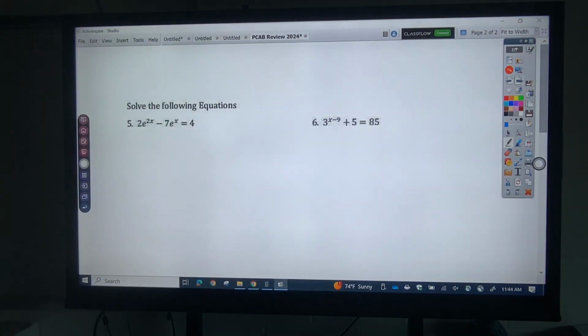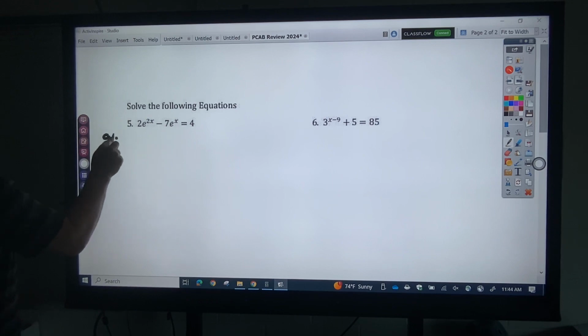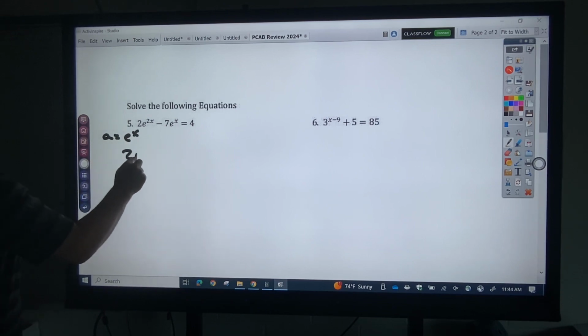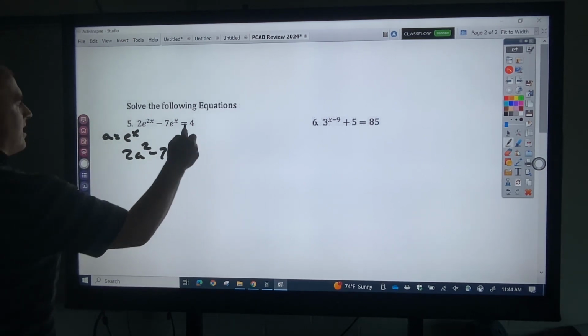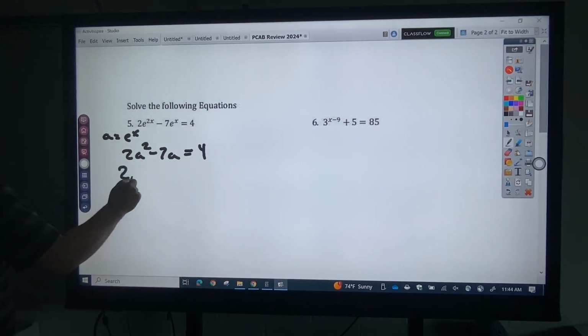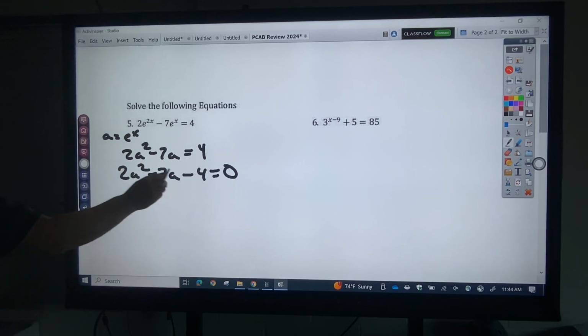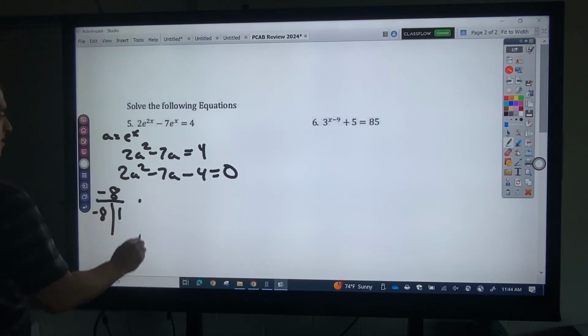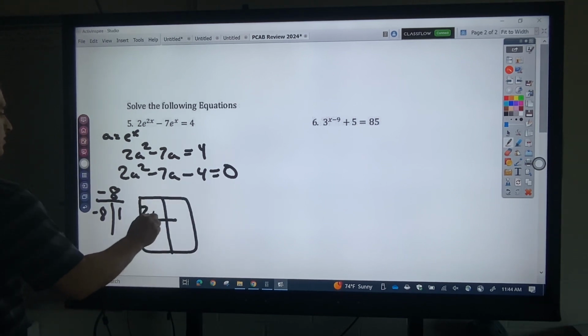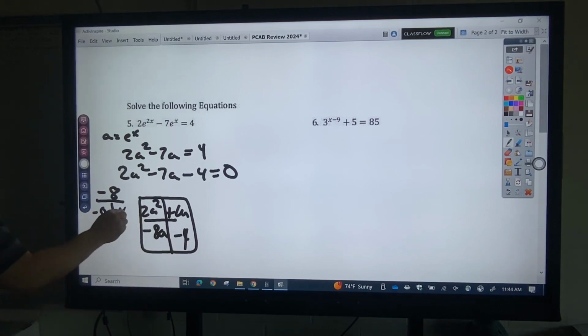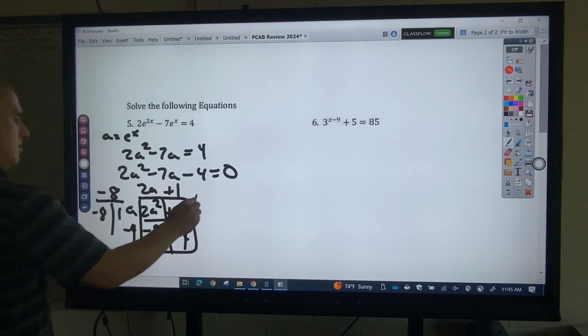Okay, I'm going into the solving. Okay, so this one's very similar to the trig one I did. I want to replace e to the x with that, so that's 2a squared minus 7a equals 4. Bring that back over, that's 2a squared minus 7a minus 4 equals 0. Factor that, that'd be -8. Factors of 8 that add up to that are -8 and 1. So 2a squared minus 8a plus 1a minus 4. If I take out an a times 2a, a times 1, a times -4.